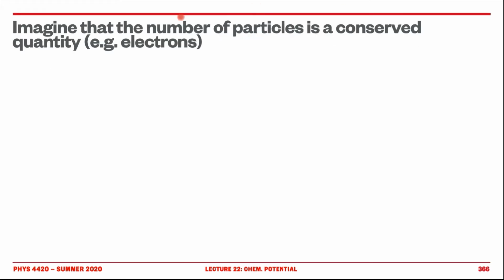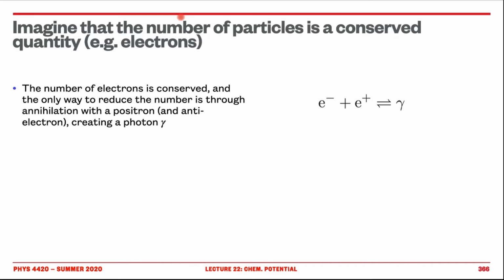Let's try to have an example of this where the total number of particles is conserved, and that will apply to electrons, for example. So let's consider the annihilation of an electron with an anti-electron, or a positron, and that creates a photon. That's a well-known possible reaction between an electron and its antiparticle to give a photon. So this particular case starts from two particles, and there is a constraint on the number of particles.